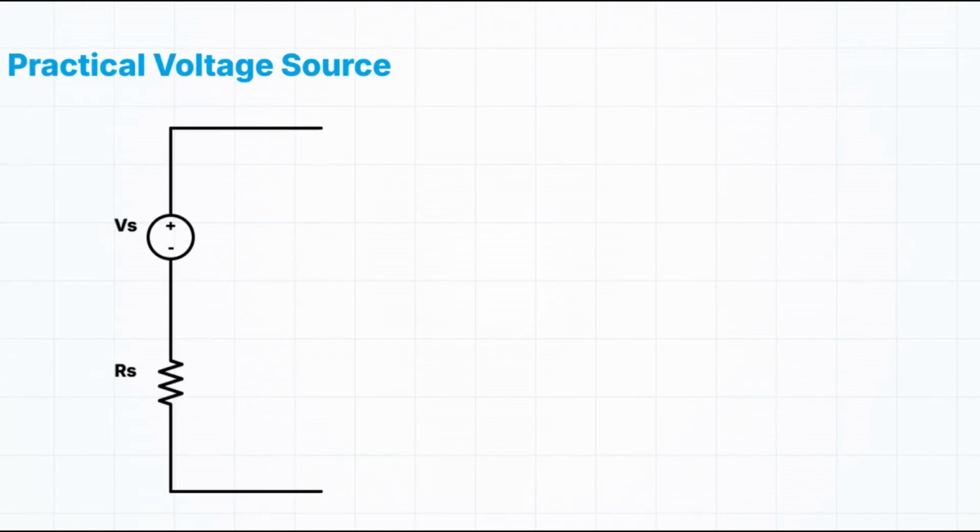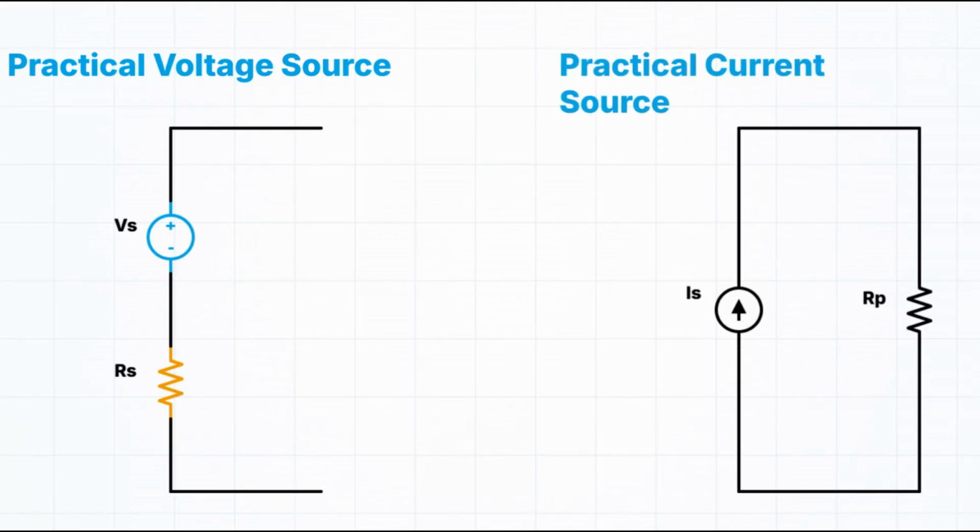Let's look at the two fundamental building blocks. First, the practical voltage source. This is an ideal voltage source Vs in series with a resistor Rs. Visualize this clearly: a battery and a resistor holding hands in a line. Second, the practical current source. This is an ideal current source, Is, in parallel with a resistor, Rp. Visualize this as a current pump with a leak path right next to it.